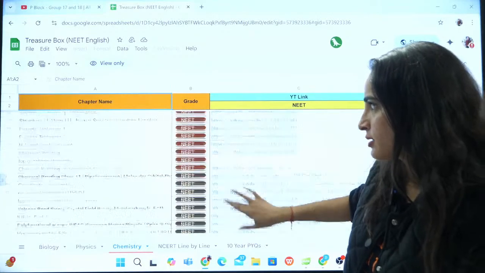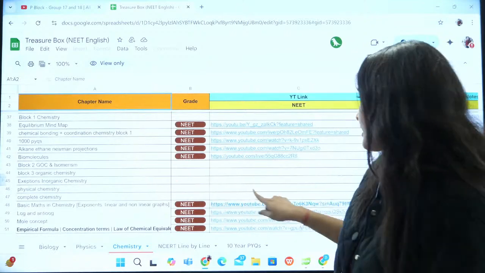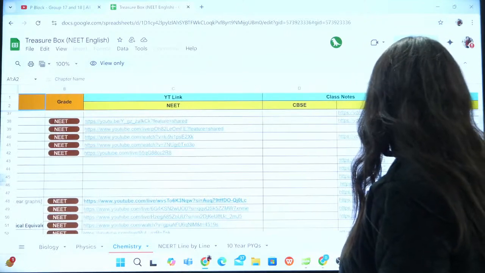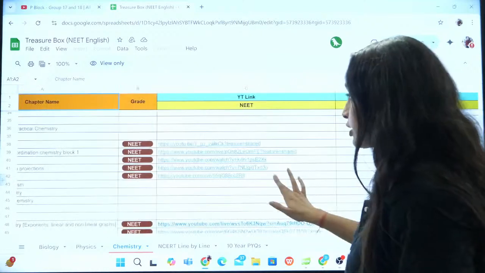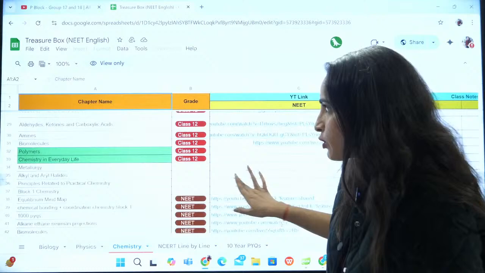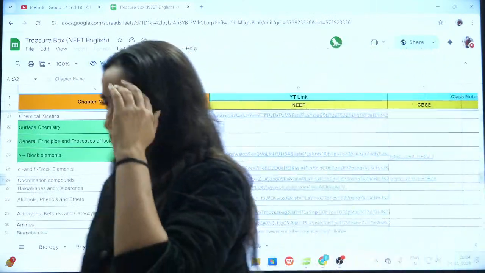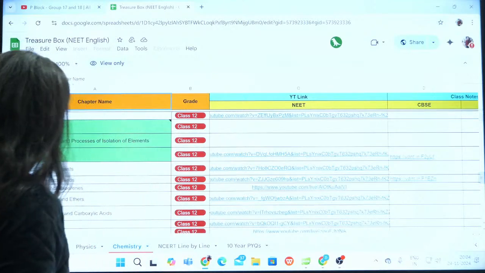Hyperconjugation, isomerism, exceptions in organic chemistry, right? So these are your previous year questions. I think it is yet to be uploaded. Yeah, it is not uploaded yet, but I'll ask the team to upload it. Okay, here it is, P block. Yes, I was just looking for that. So this is your P block.